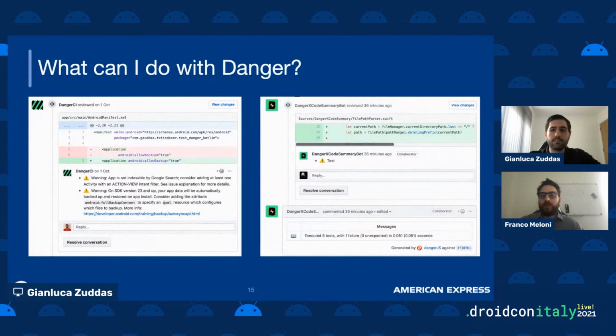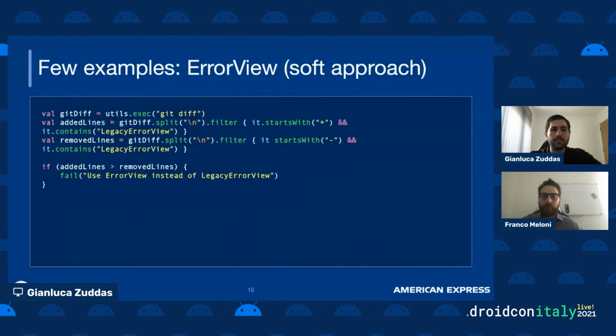Danger is a tool which is built to adapt to the team that uses it. It works for a small open source project as well as big enterprise companies. This is because it doesn't come with a predefined set of rules, but instead it gives you a framework which makes it easy to write your own checks. During the next slides, we will go through a few examples that show what you can do with this tool.